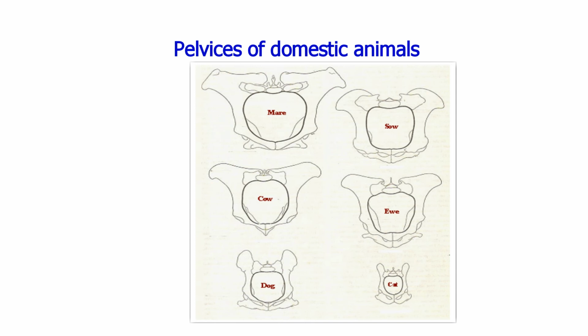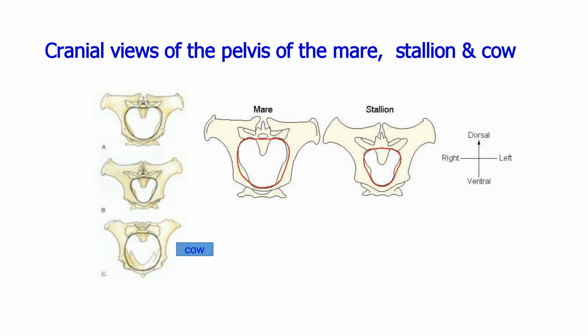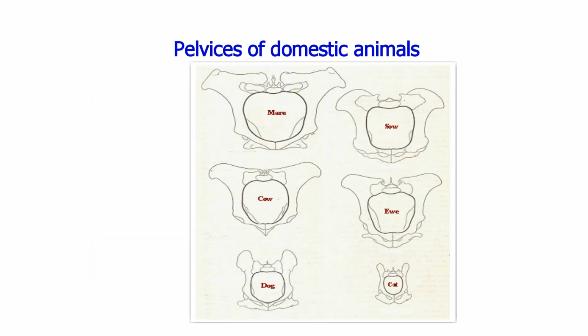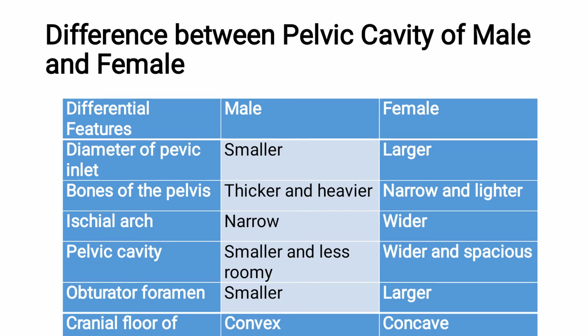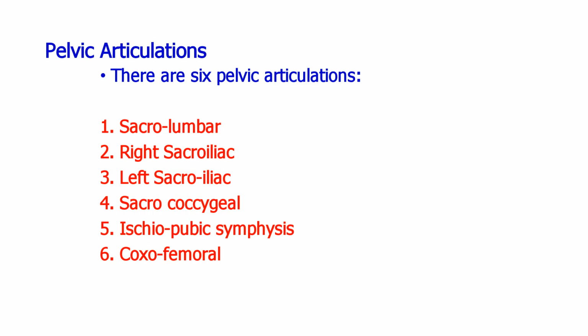Pelvis of all the domestic animals shown. Shapes of their pelvis. These are the cranial views and these were the caudal view from the back side of the animal. These are the main articulations present in the pelvis.